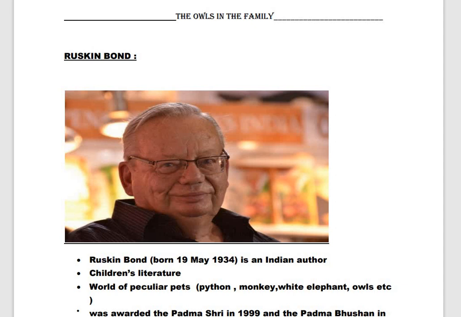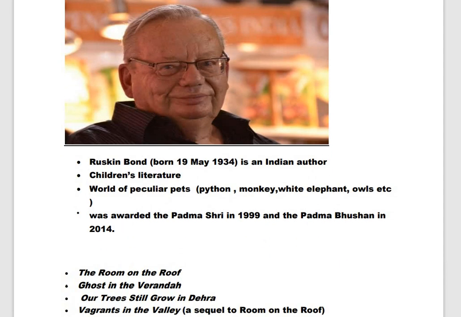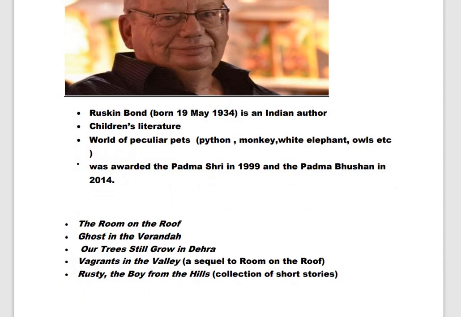Some of his famous writings, I think you have read. Ruskin Bond has written these books. The Ghost in the Verandah is a very famous story of his. Our Trees Still Grow in Dehra is the book for which he was awarded all those prizes and awards. And The Adventures of Rusty is another very great book of his.